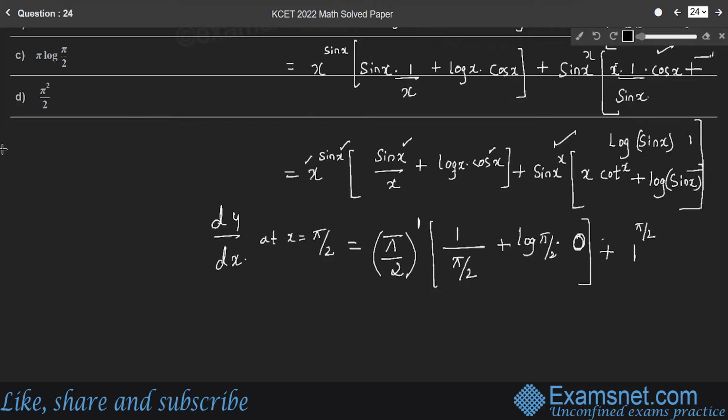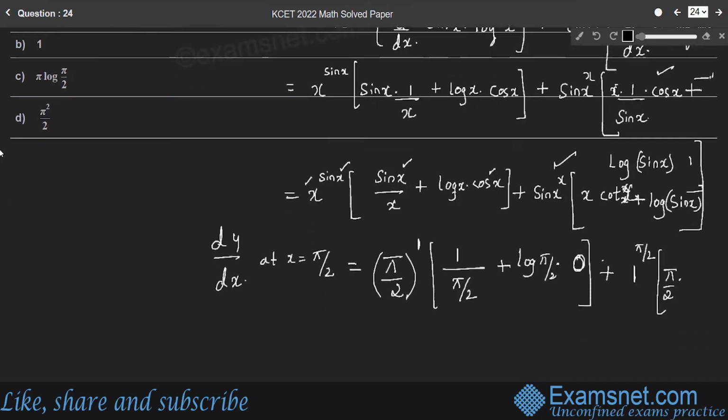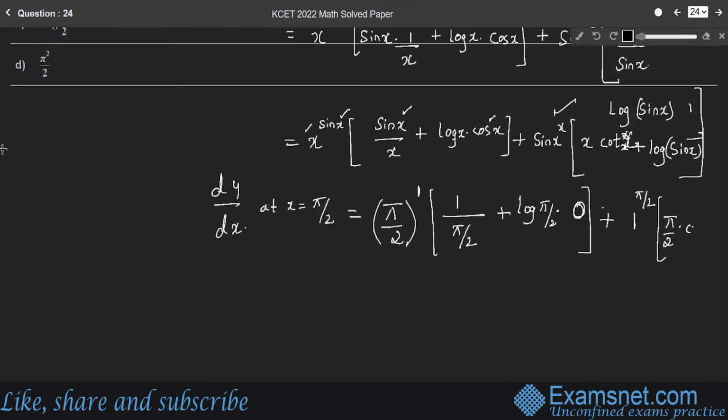the second term into x cot x. X is pi by 2 into cot x. Sorry, is it cot x raised to x? One minute. So x into cot x, it's only cot x. Sorry. X into pi by 2 into cot 90, cot pi by 2, right? So plus log sin x. So log sin pi by 2 is 1.